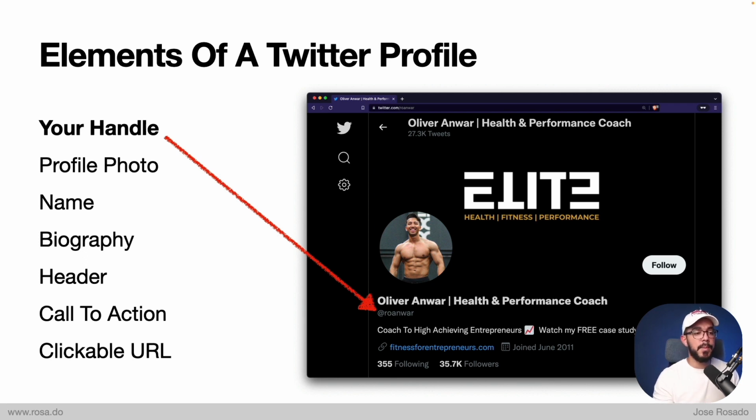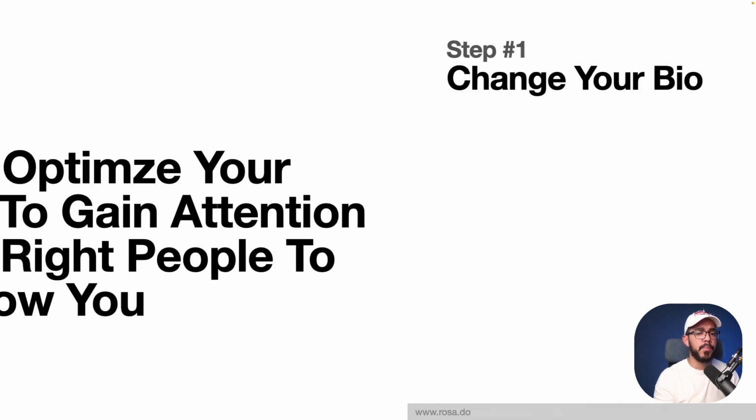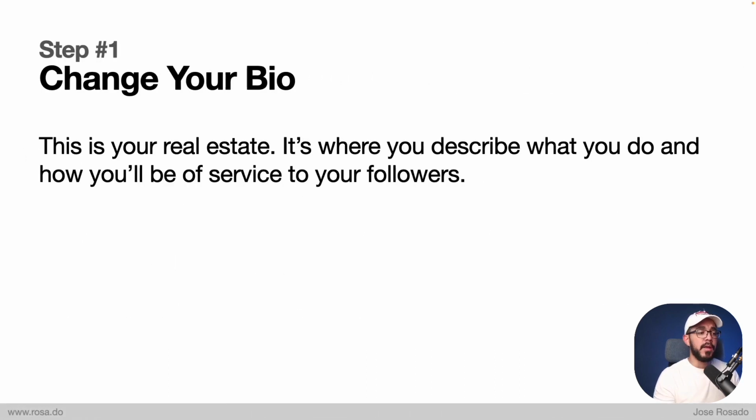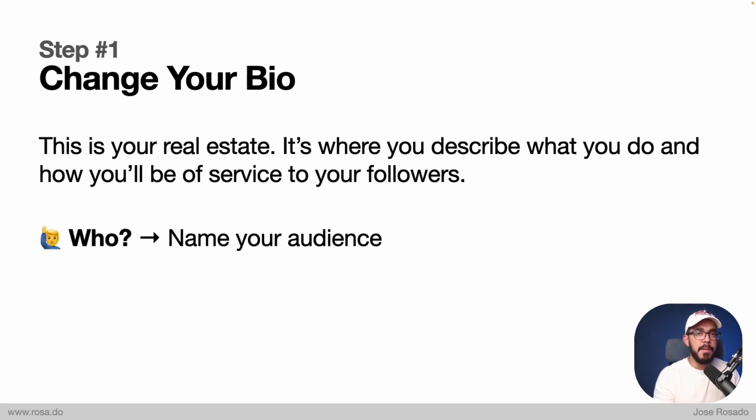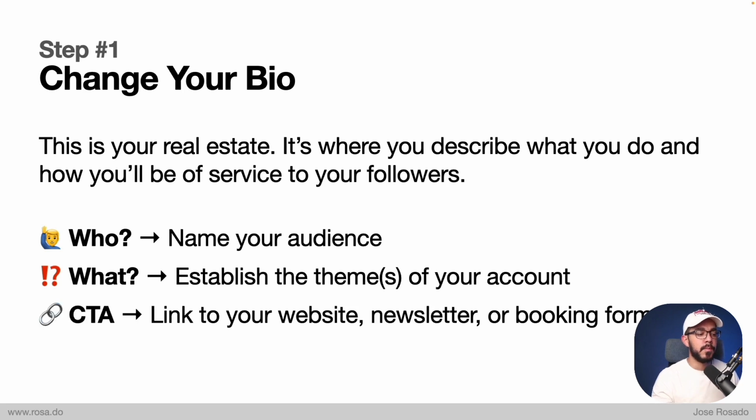All that said, let's talk about the 4 steps to optimize your Twitter profile to gain attention and get the right people to follow you. Step 1. Change your biography. This is your real estate. It's where you describe what you do and how you can be of service to your followers. Here you describe who your audience is. Name them, name drop them. Then you establish what your themes are, the content buckets, the ideas, the industry to which you belong. And finally, the CTA, the call to action, a link to your website or newsletter or booking form.